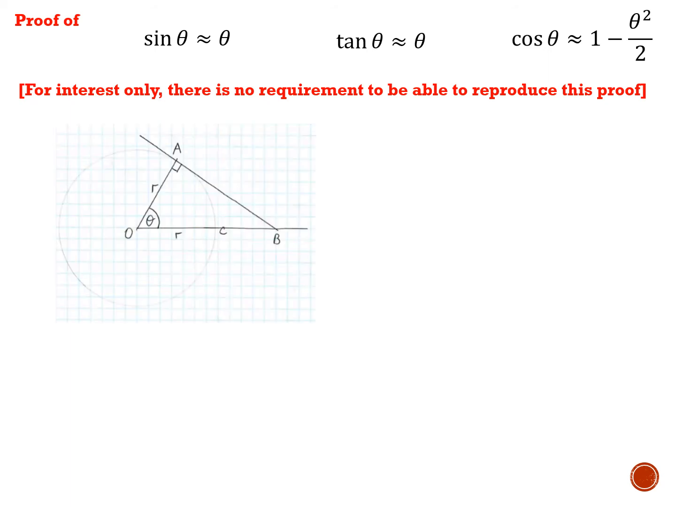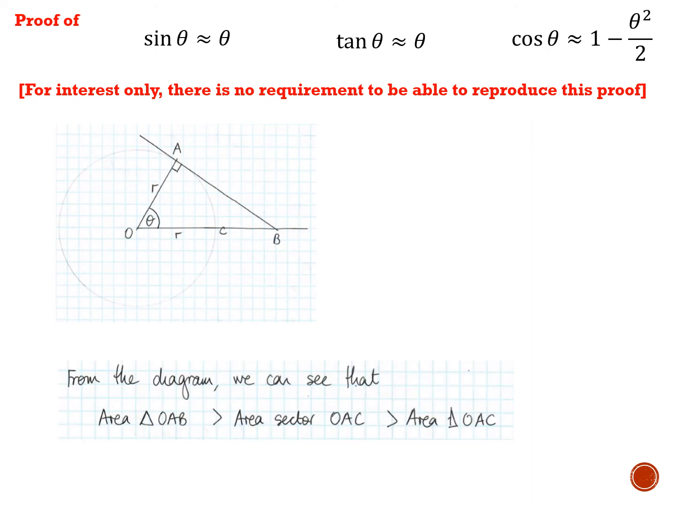What I start with is drawing myself a diagram. I draw myself a circle of radius r. I mark off a sector in there with 2 radii. And then at the point A, I draw myself a tangent, and I extend it out so that it meets the other radius at point B.